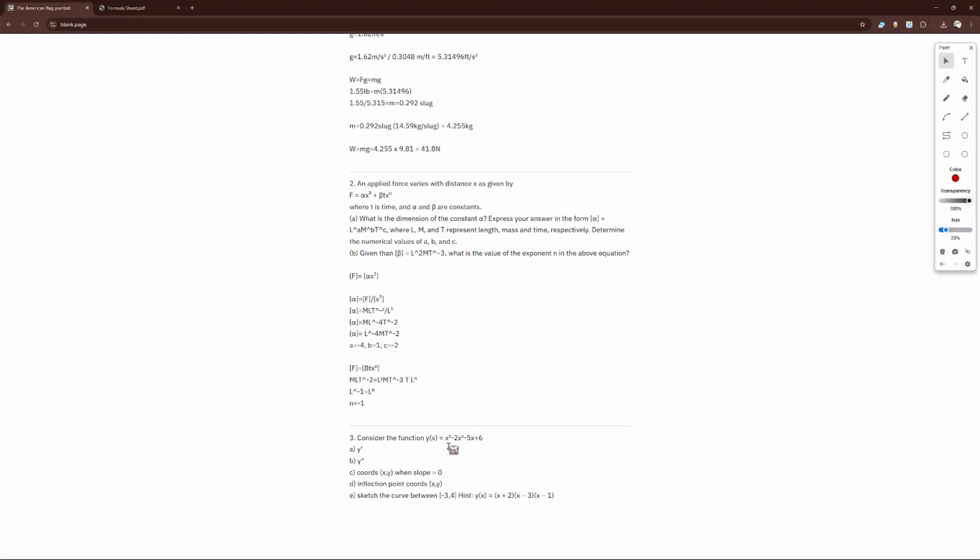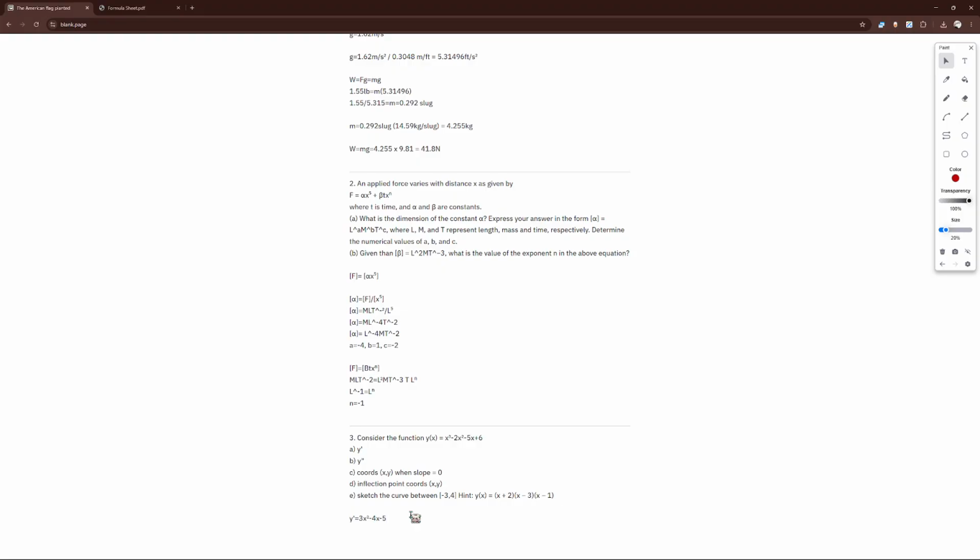So consider the function y of x is equal to x cubed minus 2x squared minus 5x plus 6. Easy. Part A is asking us for y prime. So this is like high school calculus. You should be able to do this. 3x squared minus 4x minus 5. There you go. That's your first derivative.